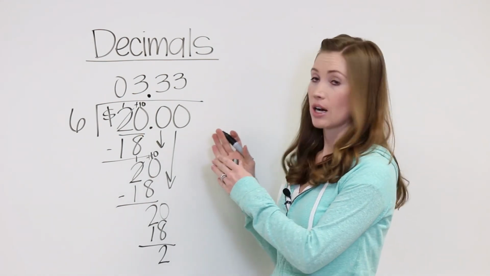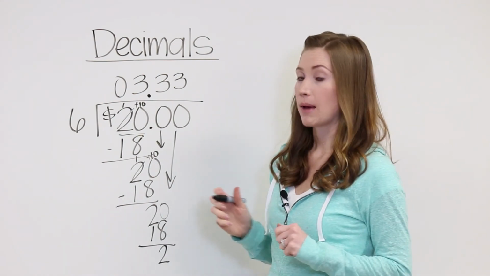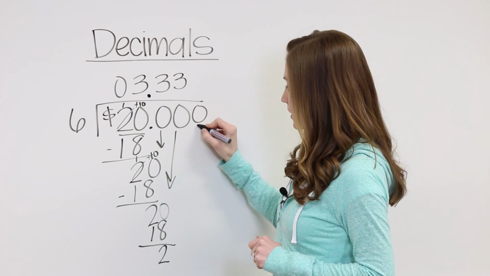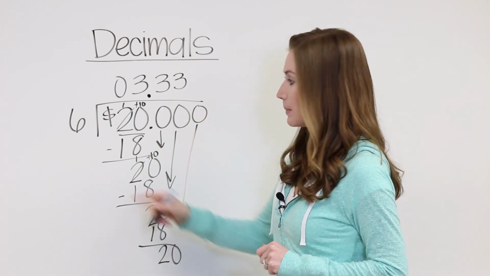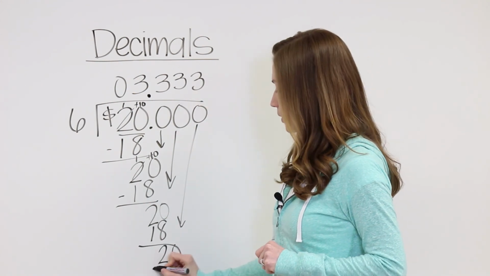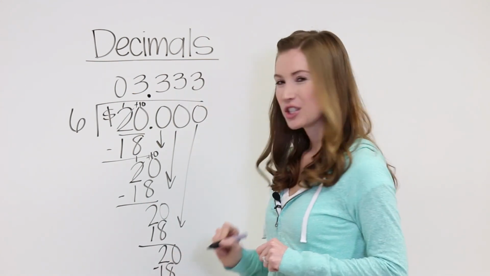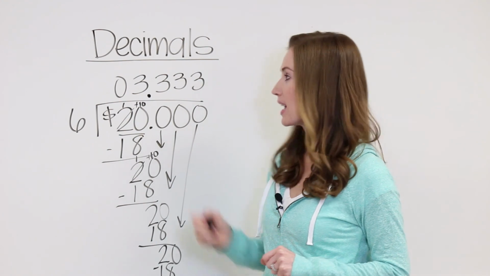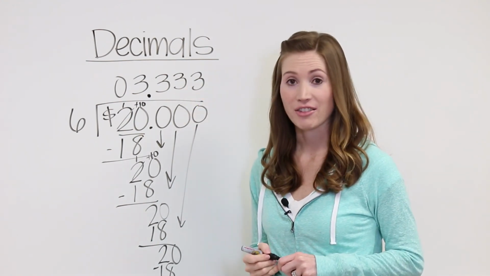Now we're out of zeros, but we need to keep working this problem out. We'll add another 0. How many times does 6 go into 20? 3 times. We subtract 18. Do you see a pattern? The 3 is going to continue forever.